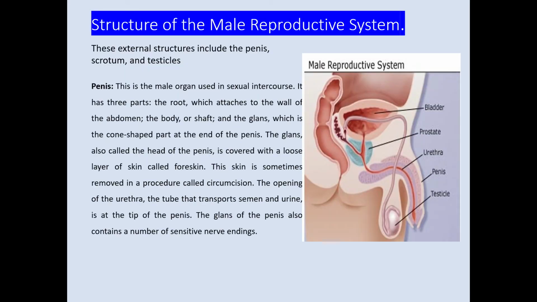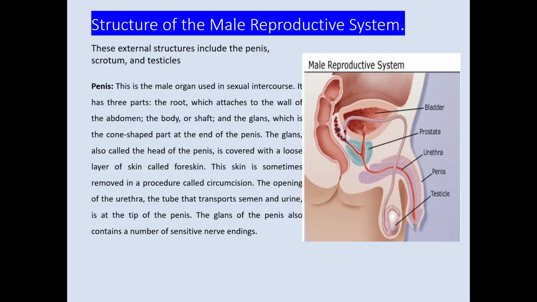This is the structure of the male reproductive organ. The diagram shows the external structure including the penis, scrotum and testicles. First of all, study the penis. This is the male organ used in sexual intercourse.